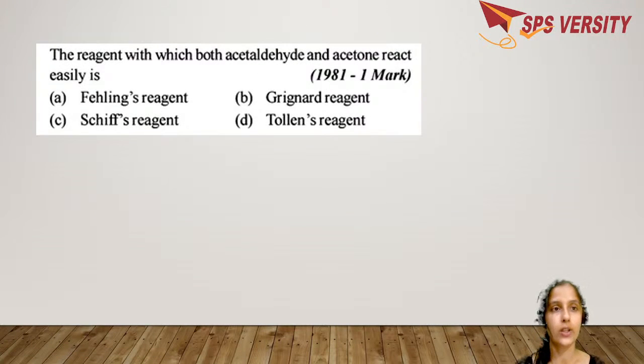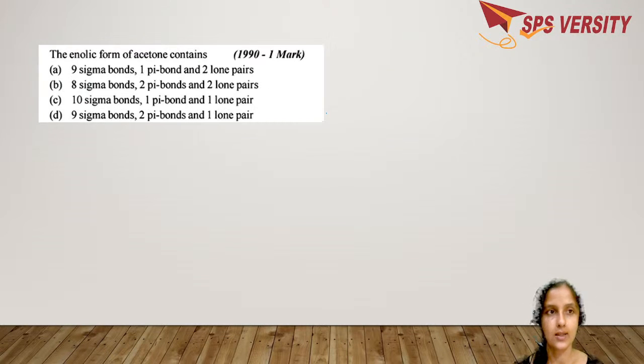So we have the next questions over here. The reagent with which both acetaldehyde and acetone react easily. So the Fehling solution, Schiff's solution, and the Tollens reagent, they react with aldehyde only, not with the ketone. So the one which reacts both with aldehyde and the ketone is a Grignard reagent and not the other ones.